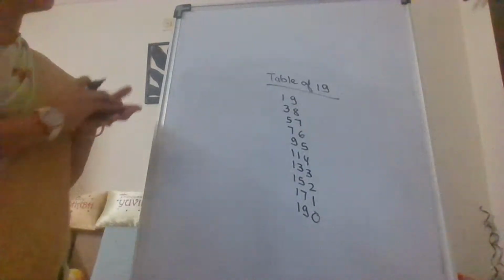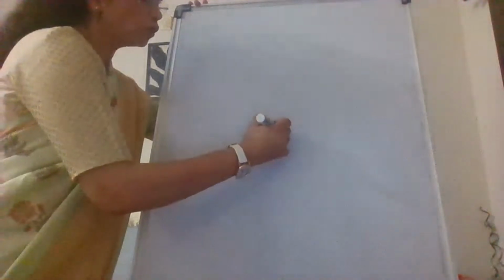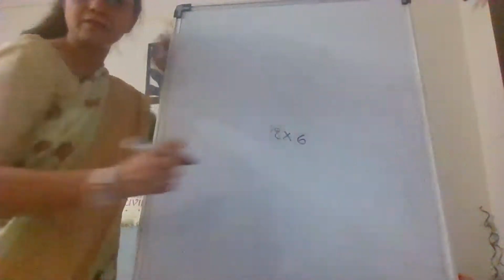Okay, now let me teach you the dodging for this table. If anybody asks you, what's 18 times 6? And what you are going to write? 18 times 6.